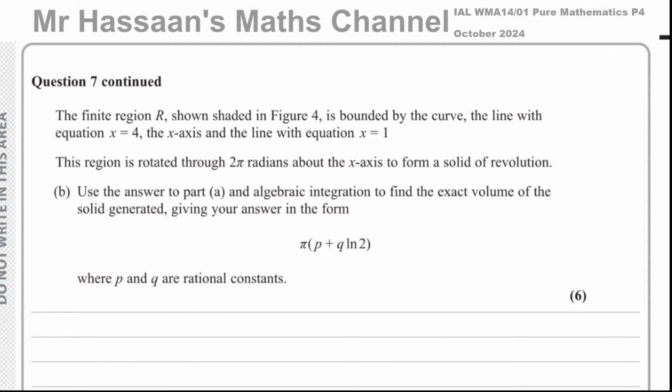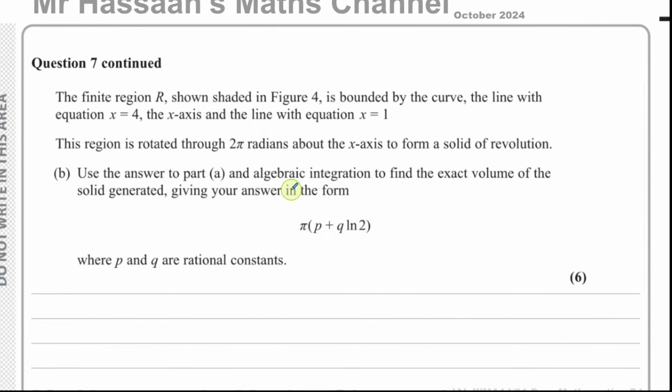And then part B, it says the finite region R, shown shaded in figure 4, is bounded by the curve, the line with the equation x equals 4 and the x-axis, and the line with x equals 1. The region is rotated 2 pi radians about the x-axis to form a solid of revolution. Use the answer to part A and algebraic integration to find the exact volume of the solid generated. Give your answer in this form. So let me just get this ready.